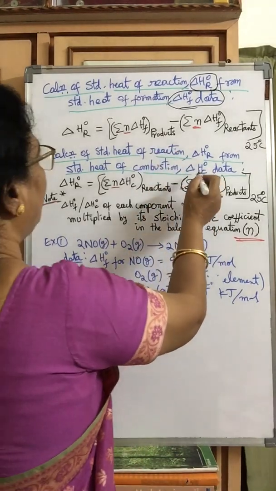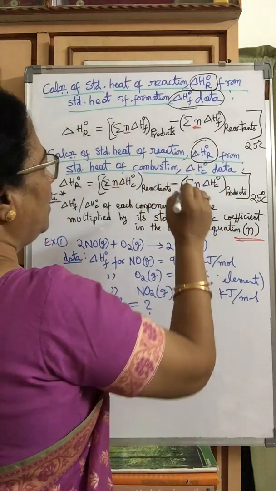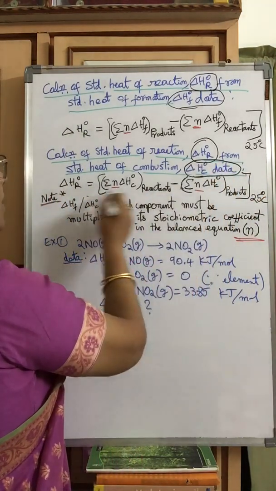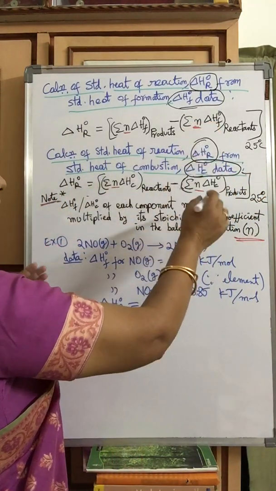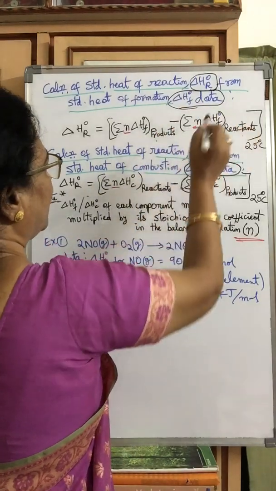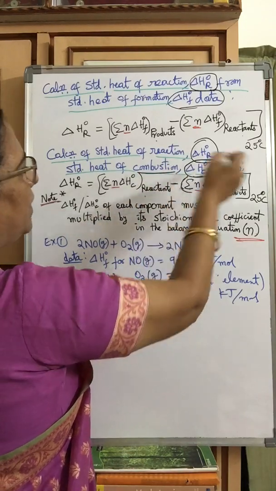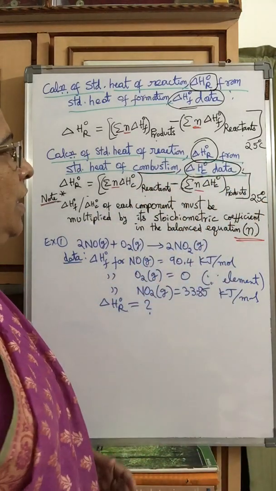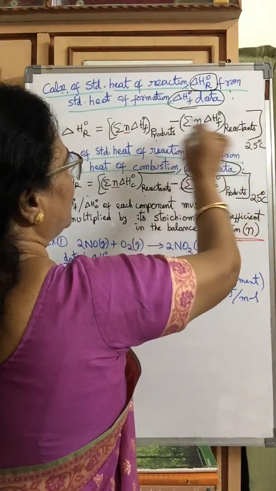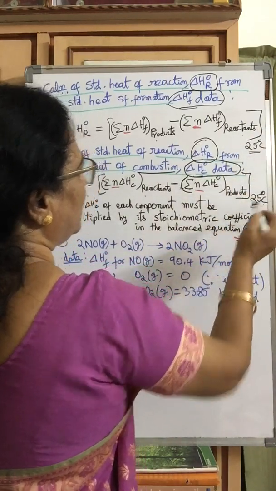Same thing for combustion data also. It is the same delta HR naught calculation. If you want to calculate from combustion data, use this equation. Both equations are similar. From formation data, it is products minus reactants. From combustion data, it is reactants minus products. That is the only difference. These are all standard values at standard temperature, that is why 25 degrees centigrade is written here.